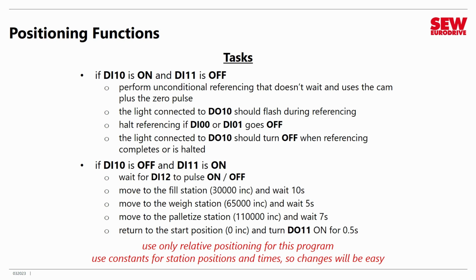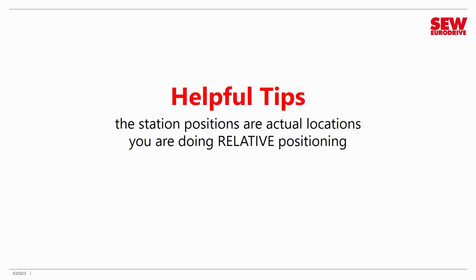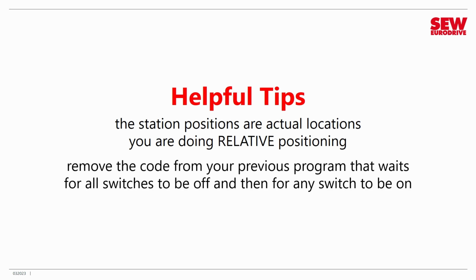So don't code it right into the program. Use constants for all those locations. And here's a little tip. Remember that those increment values I gave you are the actual locations of the stations, but you are doing relative positioning. So that means you've got to think about the relationship of each of those.